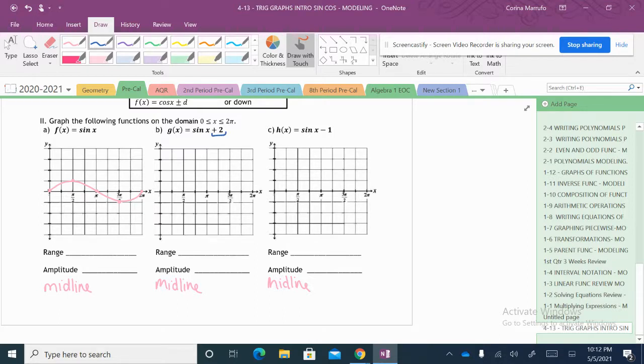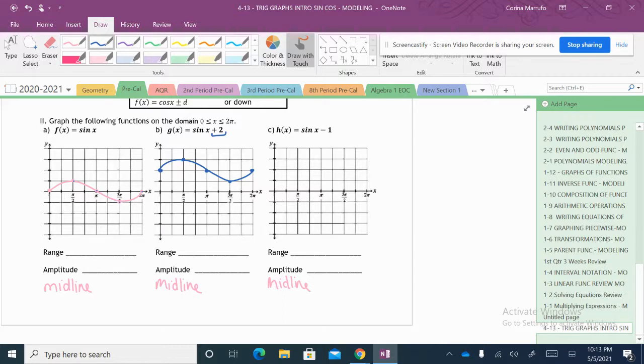So instead of this point being at 0, 0, we move it up 2. Instead of this point being at 1, we're going to move it up 2 units and it ends up at 3. Instead of this one being at 0, we move it up 2 units and it's at 2. Instead of this one being at -1, we move it up 2 units and it's at +1. And then this one that's at 0 moves up to 2. Okay, so that's a translation by adding 2.